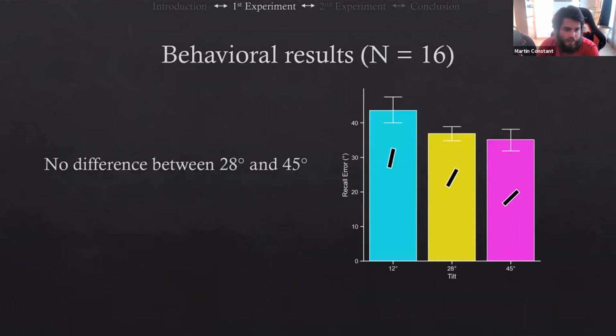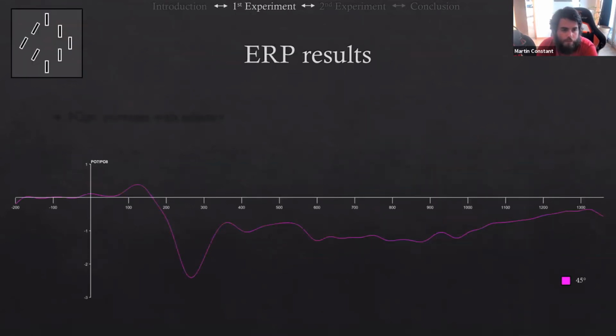Our behavioral results found that there was no difference between 28 degree and 45 degree displays. And that could be due to the fact that the displays were too simple and the performance could already plateau at 28 degrees. However, the ERP results are a bit more convincing.